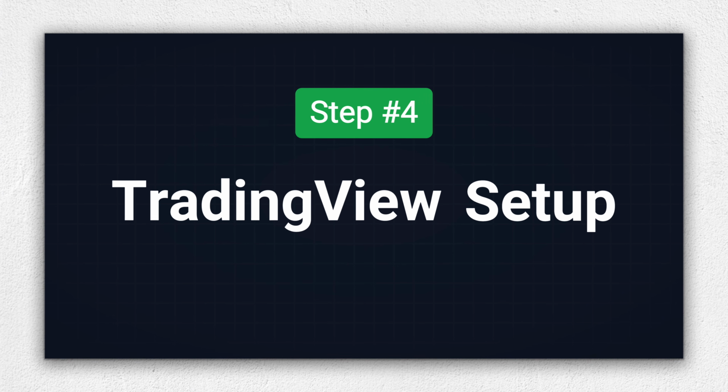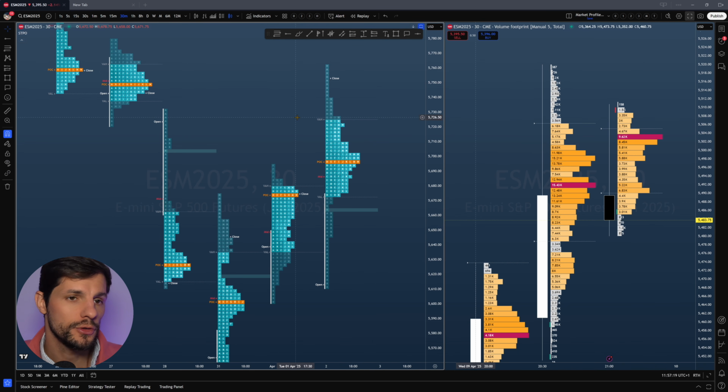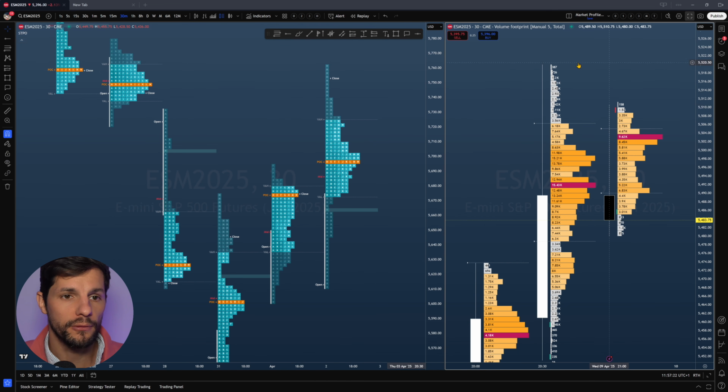Let's take a quick look at how to import the template onto your TradingView charts. So it's quite simple. Just click on the link that I've shared, and then you should have this pop up on your screen. So on the left, you should have the market profile, and on the right, you should have the volume profile. The volume profile here will always be the 30-minute.